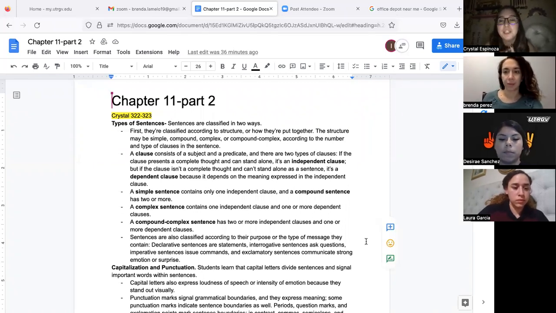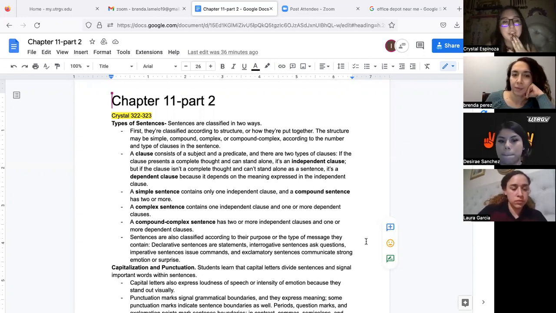Hello, we did chapter 11 and we're group 2. My name is Crystal Espinosa and I did pages 322 through 323. Types of sentences. Sentences are classified in 2 ways. First, they're classified according to their structure or how they are put together.